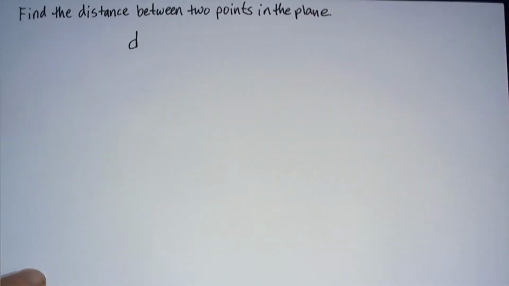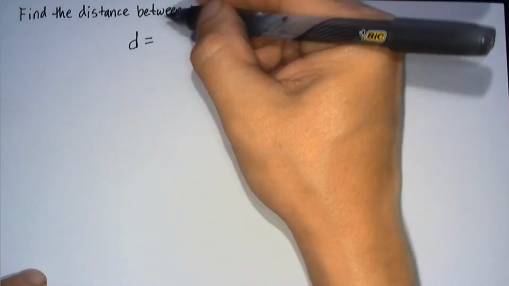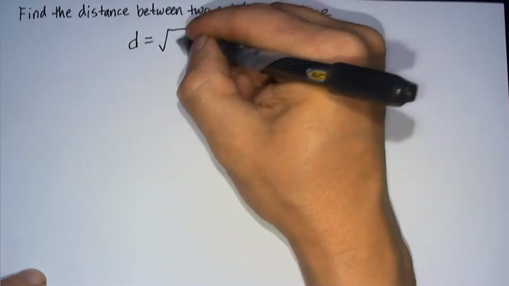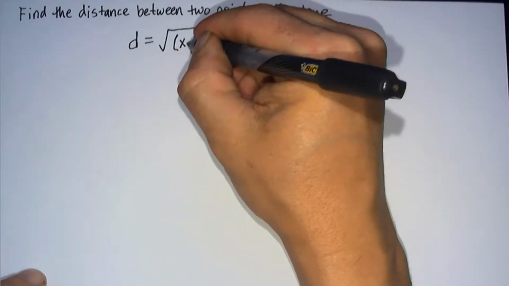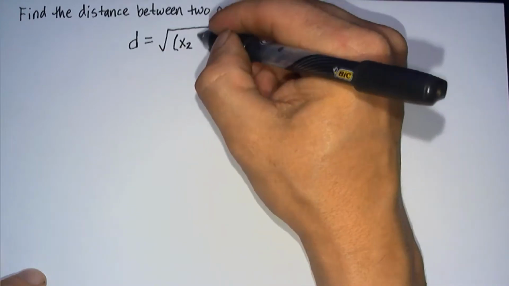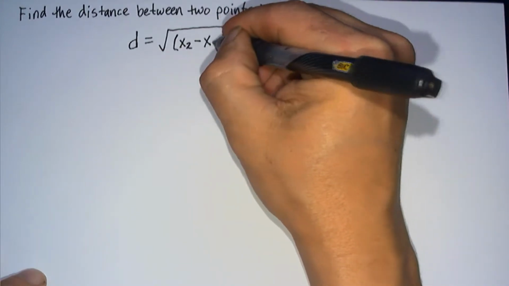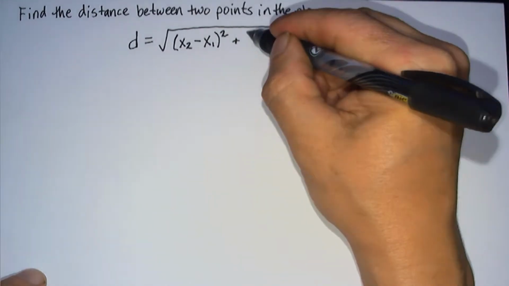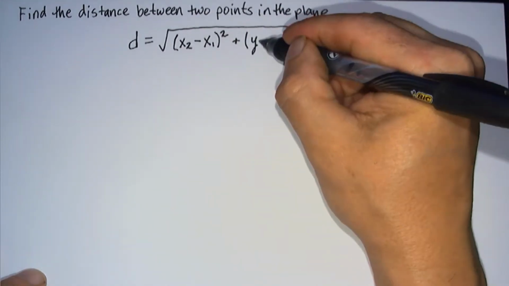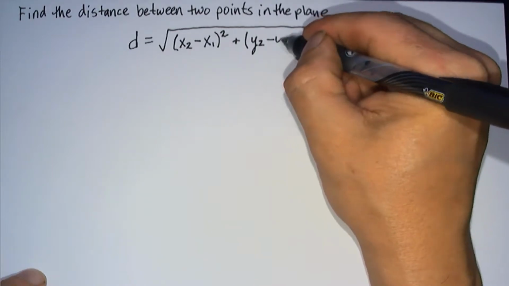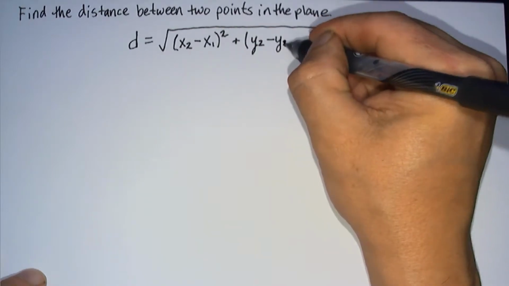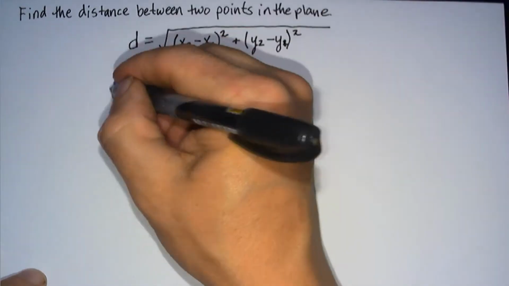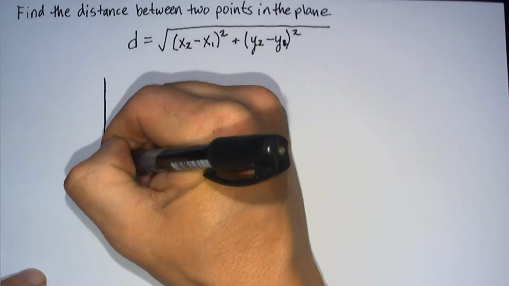The distance d is the square root of the difference of the x coordinates and the difference in the y coordinates. And I'm going to graph this briefly just so you can see kind of where this comes from.